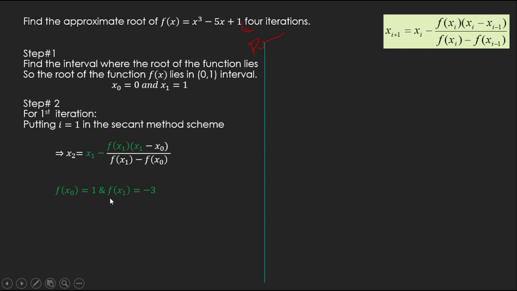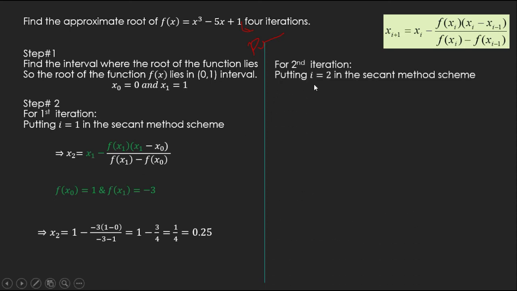After substituting the values of x0, x1, f of x0 and f of x1 in this scheme, we will get x2 is equal to 0.25. Now we have the value of x2, the value of x1, the value of f of x0 and the value of f of x1.